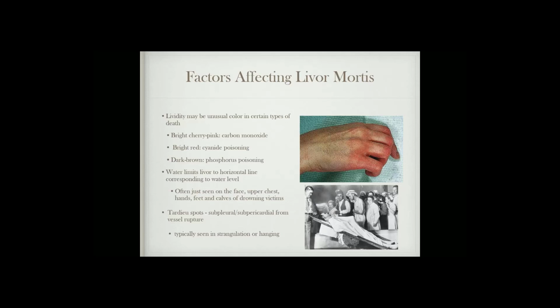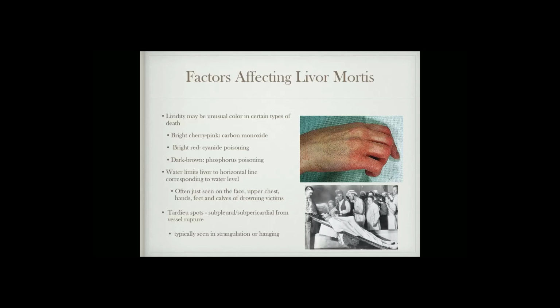Individuals who have lost a lot of blood or were anemic will show a pale pink color pattern, and sometimes livor can be barely seen in these cases. Second, drowning victims will exhibit a unique pattern to lividity. The pooling blood will tend to line up with the water level as the water provides a buffer to the gravitational pull. This means you'll likely see a horizontal line across the entire body, with the likely locations being the face, upper chest, hands, feet, and calves.